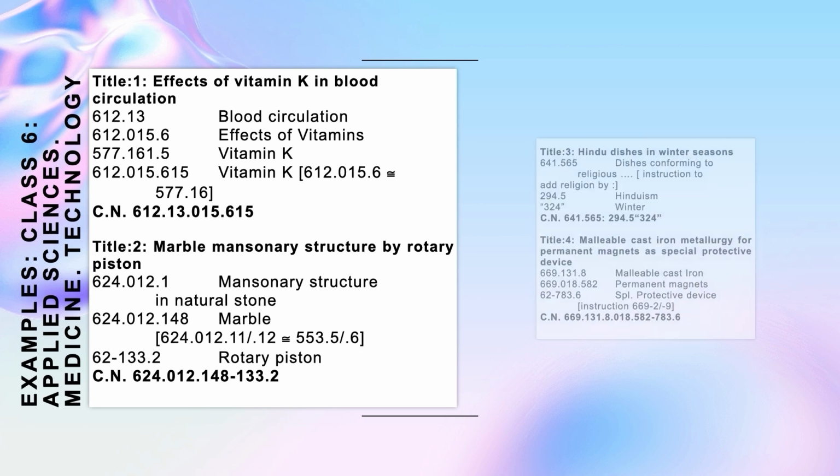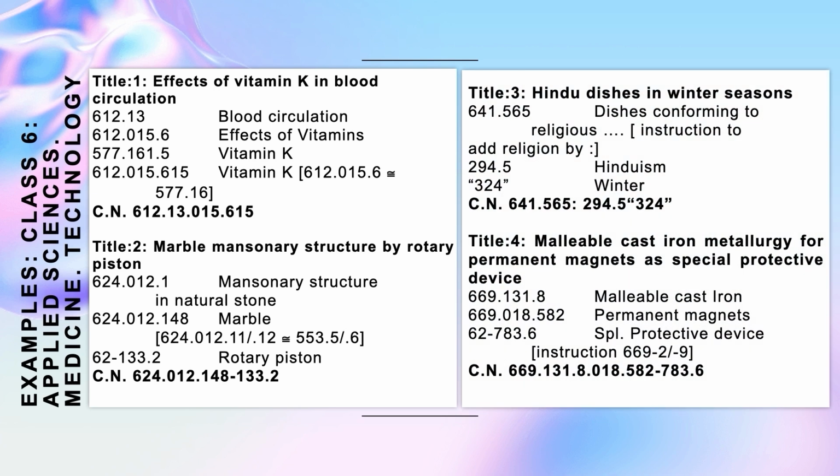6-133.2. Then title 3, Hindu dishes in winter season. So 641.565 Hindu dishes conforming to the religious, and there is an instruction that is religion by putting the colon. So Hinduism number is 294.5 and winter is within double quotation 3 to 4. So the class number will be 641.565 colon 294.5 within double quotation 3 to 4.